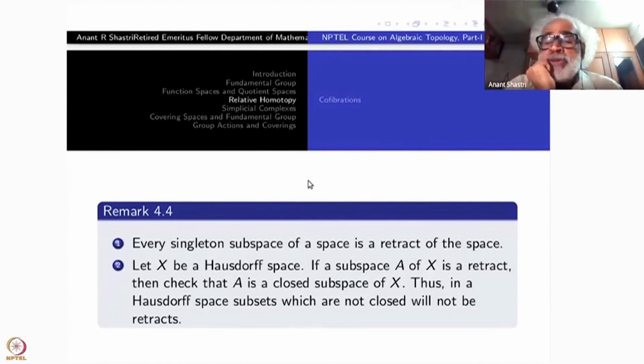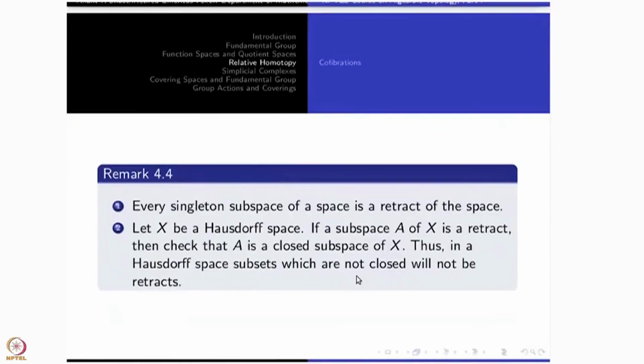Okay. So this is one of the reasons why, in joining the adjunction space, etc., we assumed the subspace on which the adjunction is taking place to be closed. Yesterday, one of you asked, why do you want to assume it is closed? Okay, this is one of the reasons. Thus, in a Hausdorff space, subsets which are not closed are not retracts. Very easy to get examples which are not retracts.